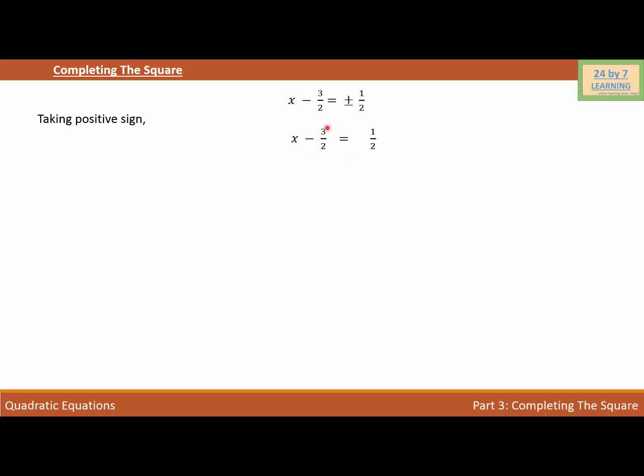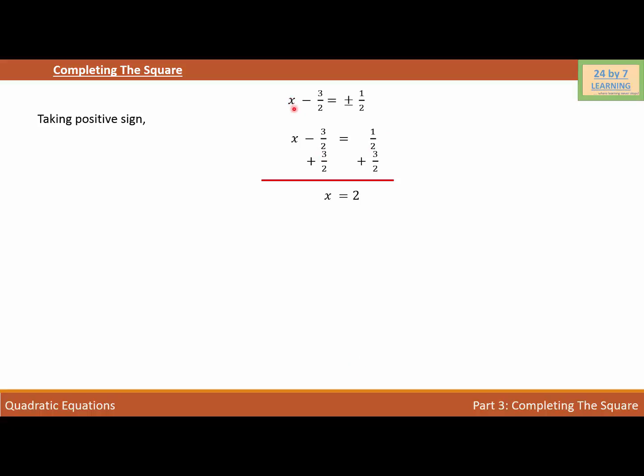Now let's get rid of this 3 over 2. So I need to add 3 over 2 on both sides. If I do that, this will be cancelled out. And I have x is equal to 1 over 2 plus 3 over 2, which is 2. So I will get x equals 2, because technically 1 over 2 plus 3 over 2 is 2. Now let's take the negative sign.